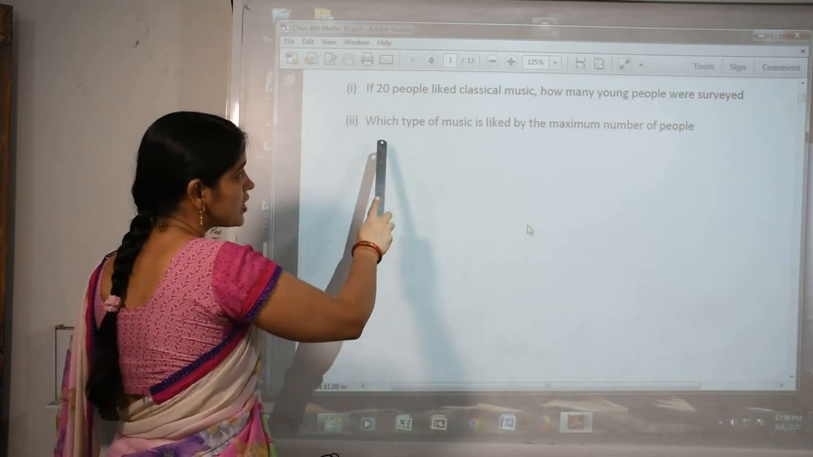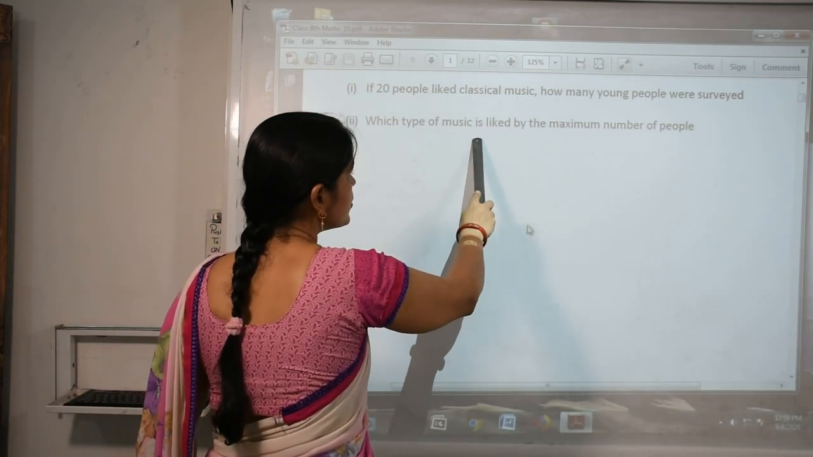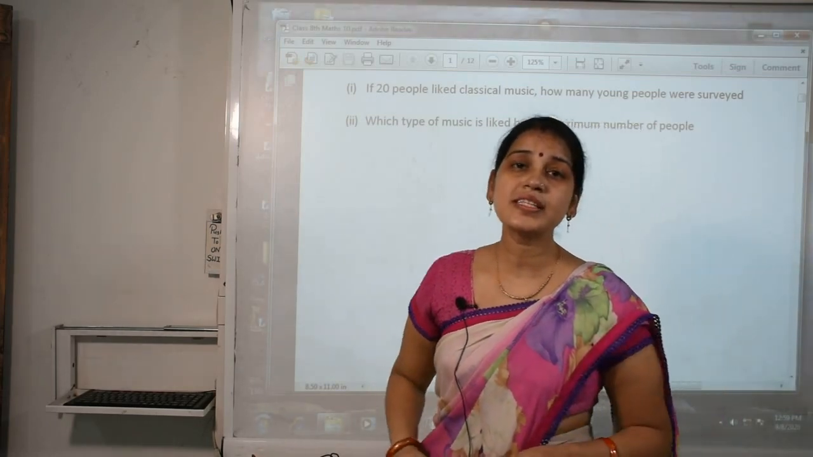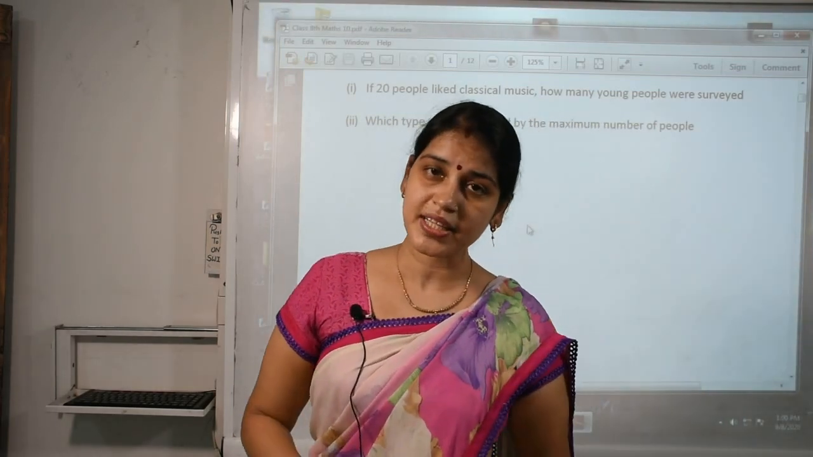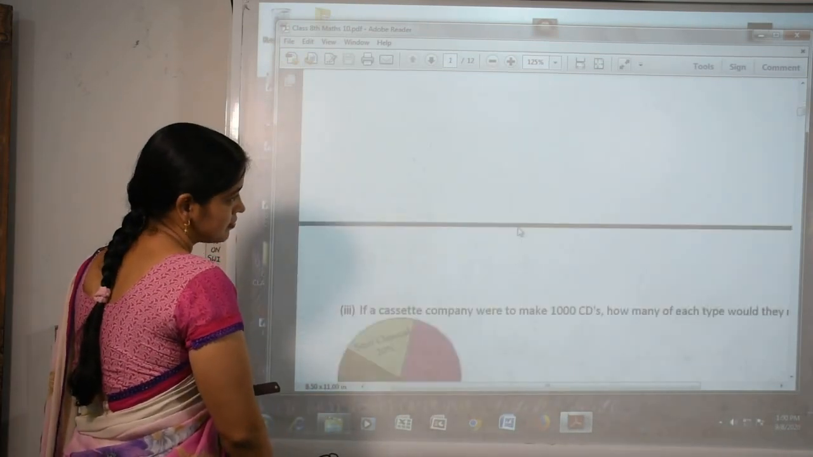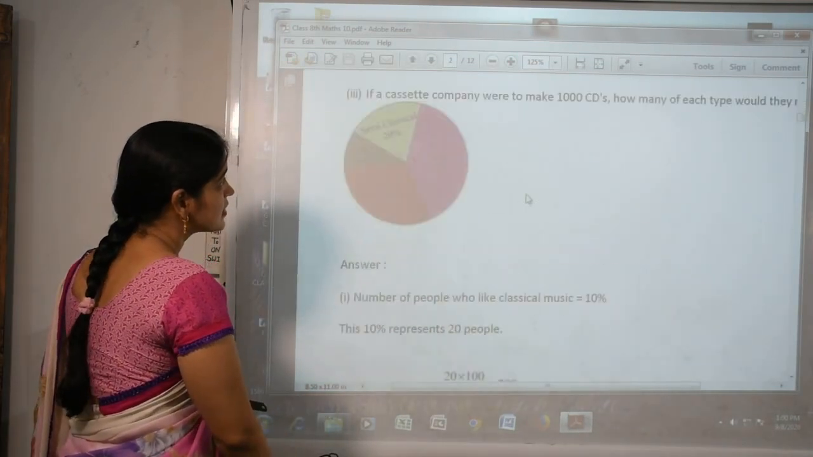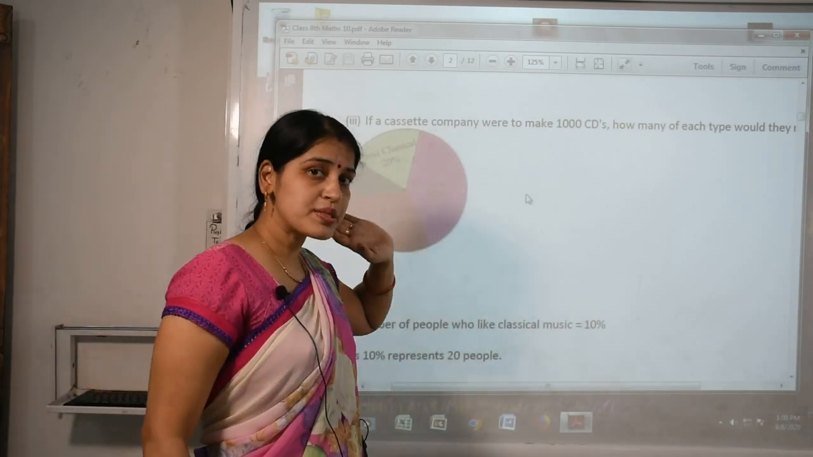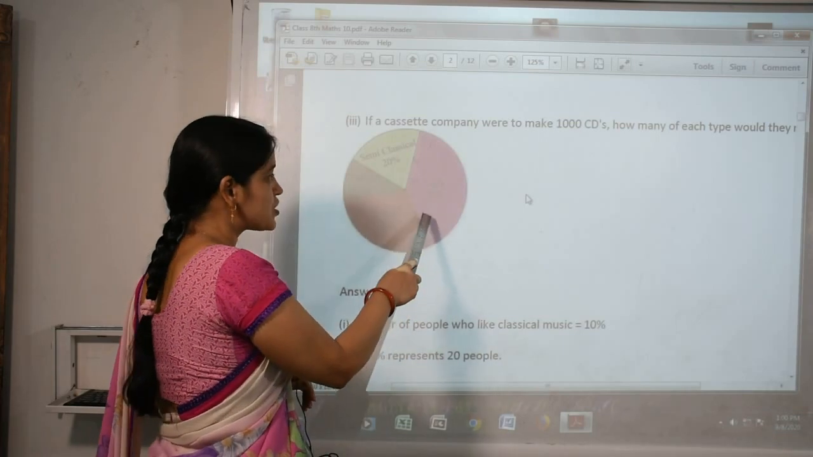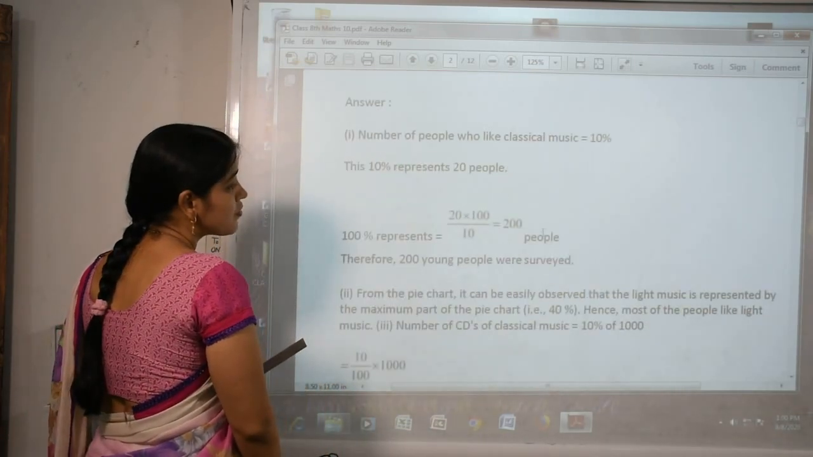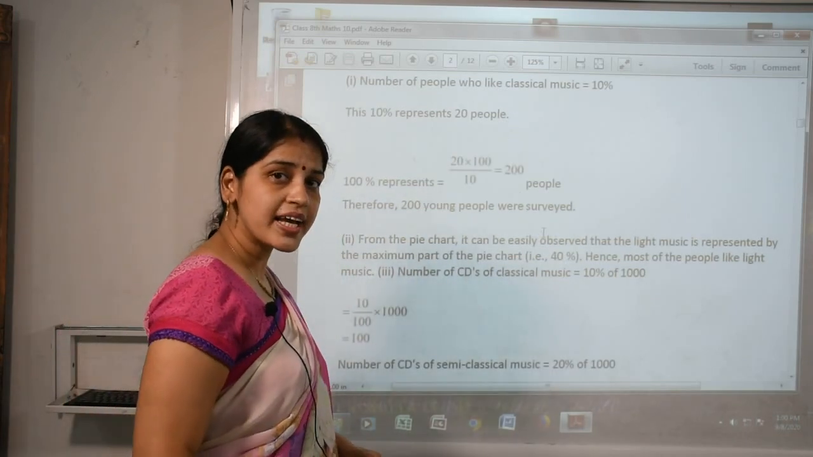In the second question you have given which type of music is liked by the maximum number of people. Now what is the meaning of maximum? Means सबसे ज़्यादा. तो ये तो आप ही बता सकते हैं. From this pie chart, it is clear whose proportion is more. सबसे ज़्यादा किसका proportion है? Light music का. That means the most of the people like which type of music?